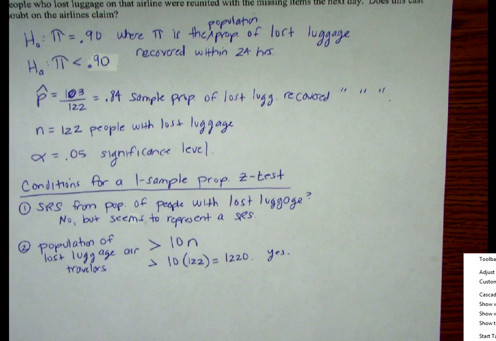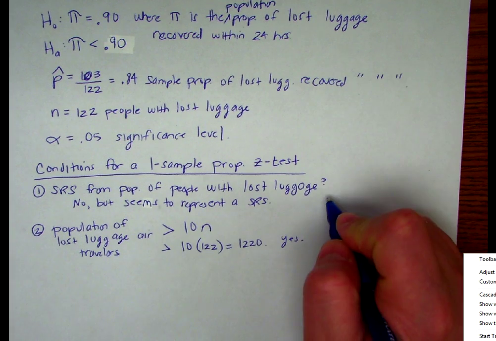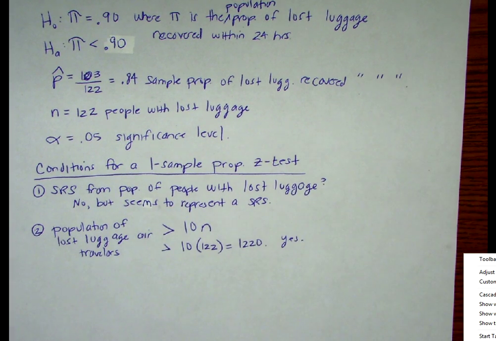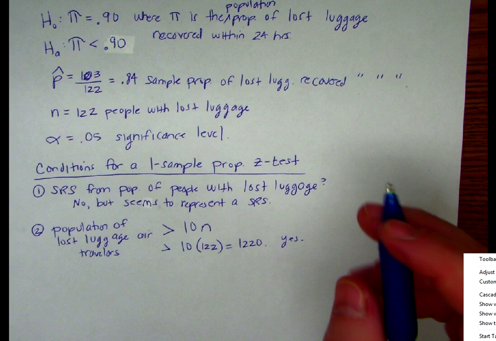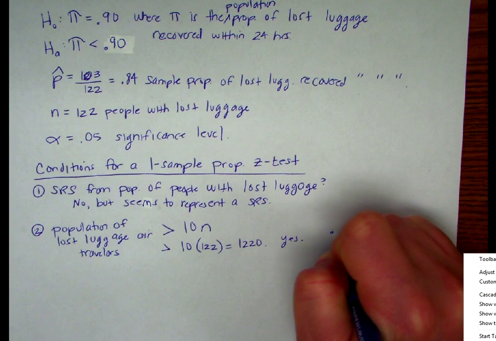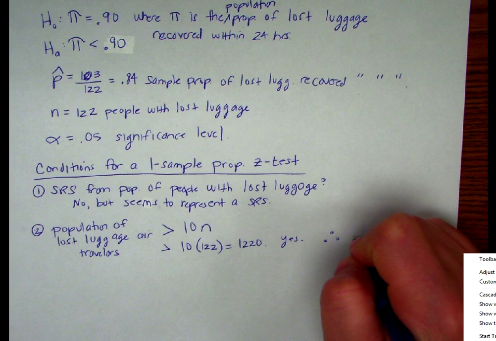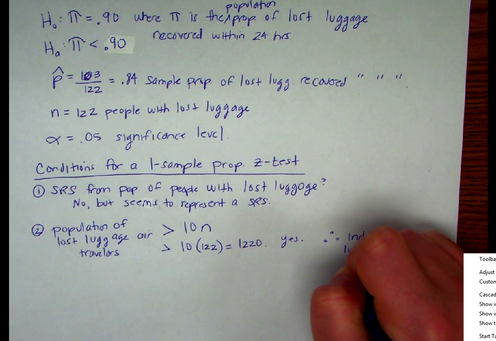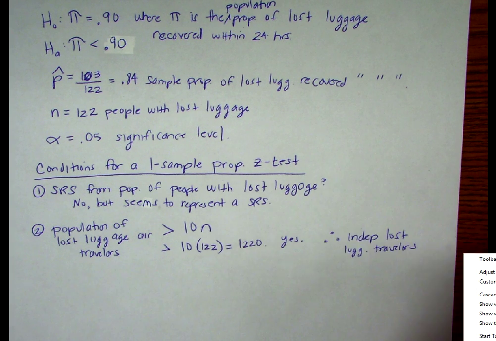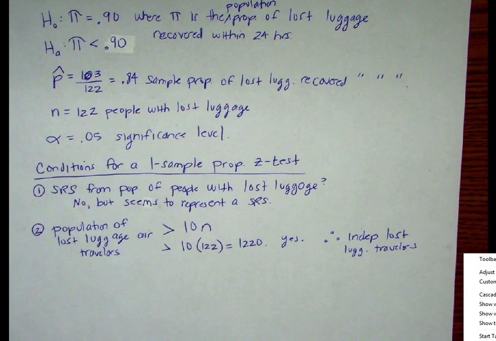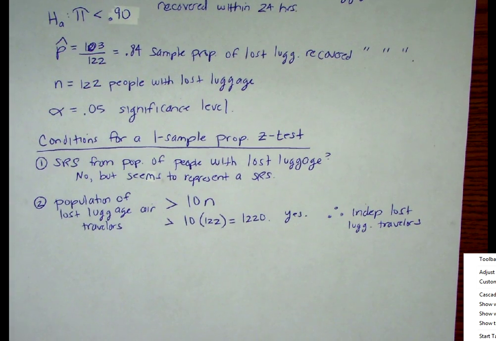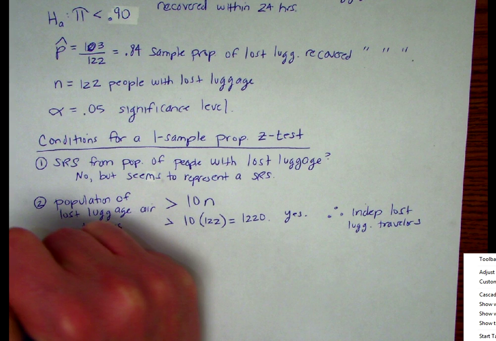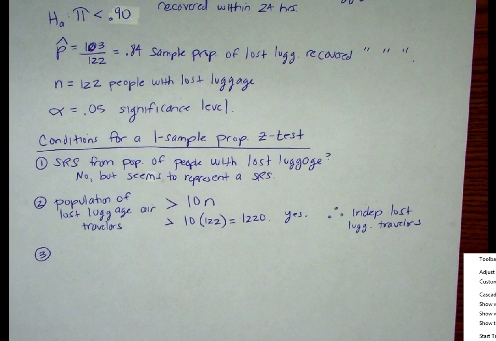So what happens is these two conditions are going to come together and show you that you have independent lost luggage travelers. So we're going to write, therefore, independent lost luggage travelers. Or something along the lines of independent people who've lost their luggage. We know that these people are independent. Okay, so now number 3. And number 3 is always the thinker, whether you're on a mean or a proportion.